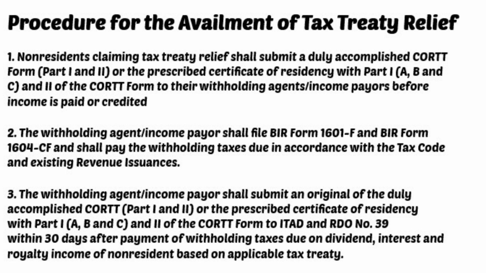The withholding agent, income payer shall file BIR Form 1601F and BIR Form 1604CF and shall pay the withholding taxes due in accordance with the tax code and existing revenue issuances. The withholding agent, income payer shall submit an original of the duly accomplished CORTT Part 1 and 2 or the prescribed Certificate of Residency with Part 1A, B, and C and 2 of the CORTT form to ITAD or the International Tax Affairs Division and RDO number 39 within 30 days after payment of withholding taxes due on dividend, interest, and royalty income of non-resident based on the applicable tax treaty.